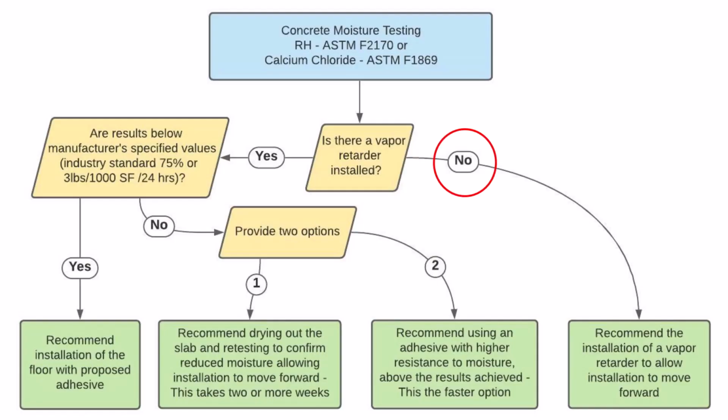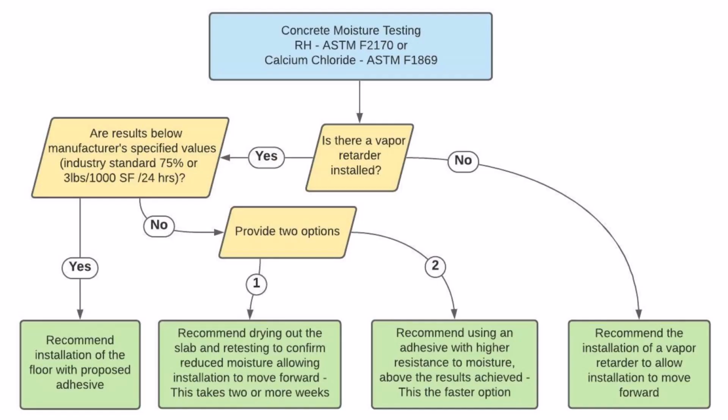If there is not a vapor retarder installed, the information is still valuable to consider the level of moisture in the slab at that time. If there's no vapor retarder installed under the slab, you can't be guaranteed that the relative humidity in the slab is going to remain constant after a floor is installed. And so we always recommend the installation of a vapor retarding system on top of the slab prior to installing your floor covering.